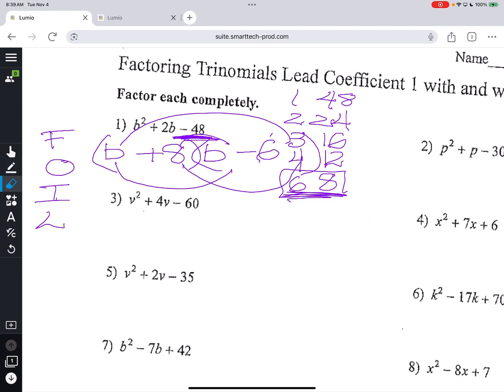Questions on how we did that? All right, you do number 3. It's the factors of 60 that when you subtract, you get what? 4. Now, y'all know what the first is going to be. B. We'll have a V and a V. The first part, a V and a V.